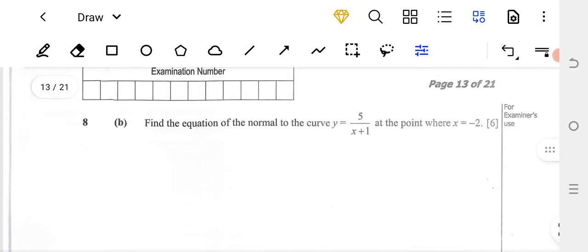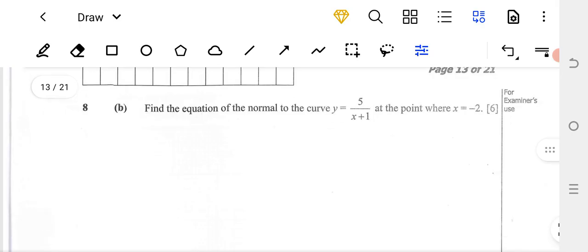Now we are going to go to question 8b. Question 8b reads: find the equation of the normal to the curve y is equal to 5 divided by x plus 1 at the point where x is equal to -2. This was carrying 6 marks, so any mistake here results in loss of a mark. I want us to find the equation of the normal.